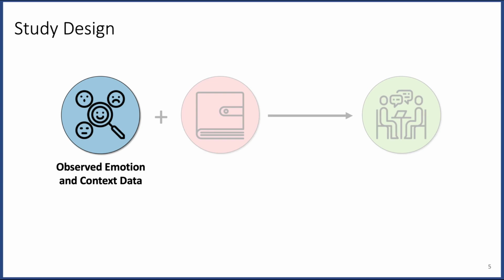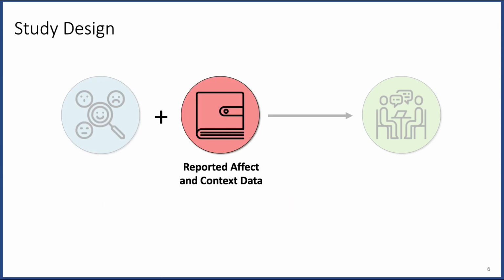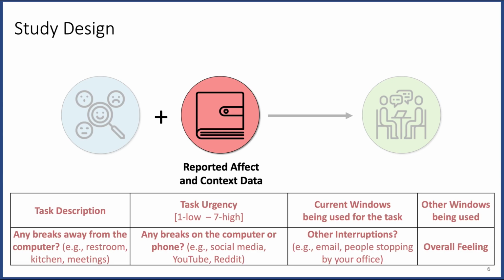We obtained observed emotion and context data from an AER tool. This tool gave us 8 basic emotion labels as outputs and also recorded people's workplace context, which included mouse and keyboard usage, computer application activity, browser tab activity, physical proximity from the screen, and eye movement data. In contrast, for the reported affect and context data from people's diaries, our goal was to obtain similar data to the tool, but in the form of subjective feedback from people. So we asked them questions about their tasks and workplace context, and asked them to record this information in their diary every 30 minutes.